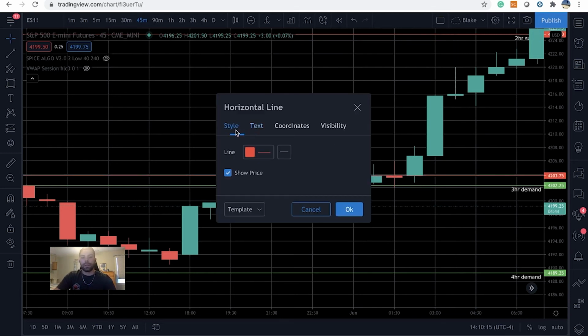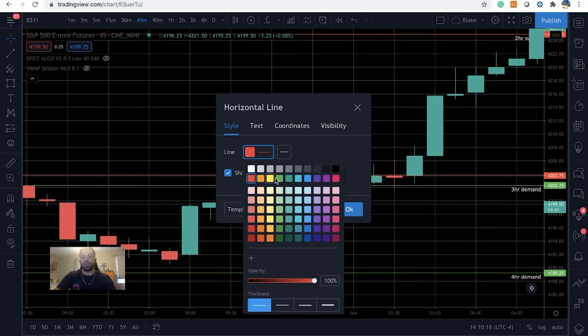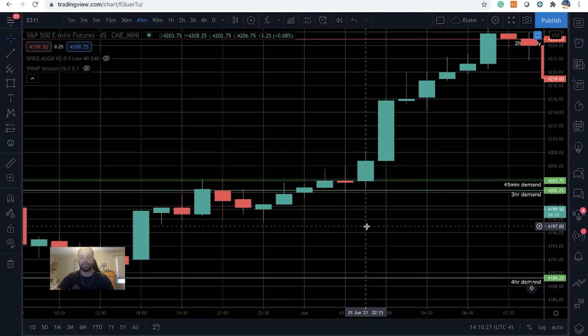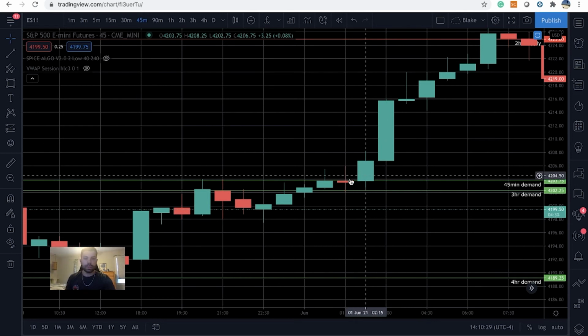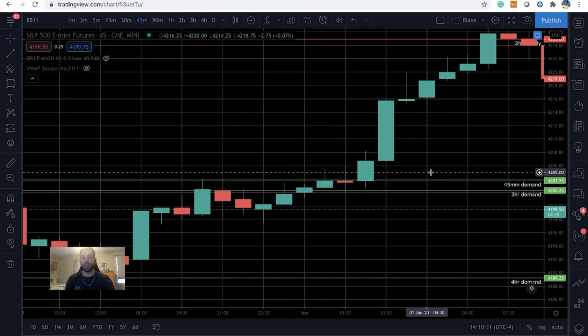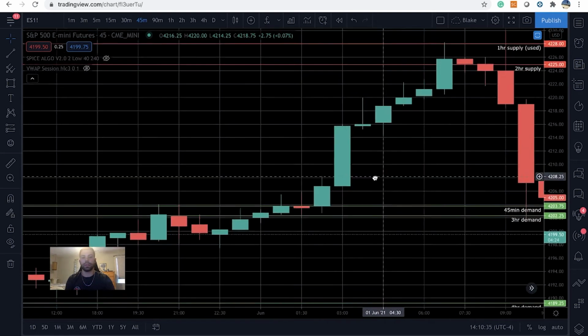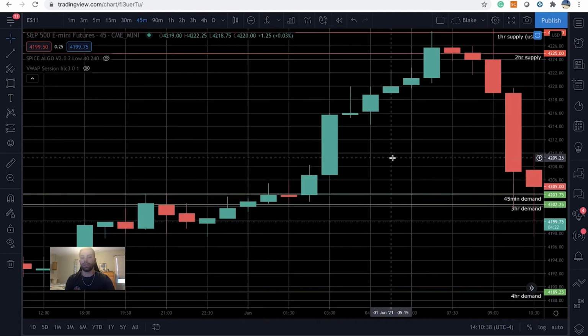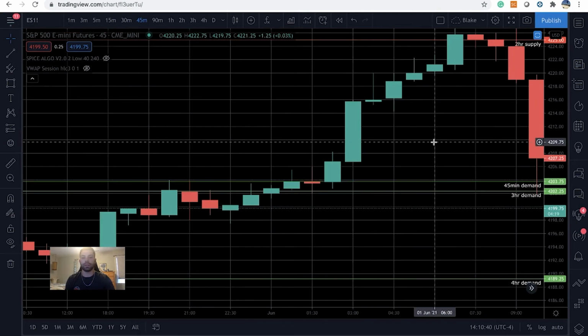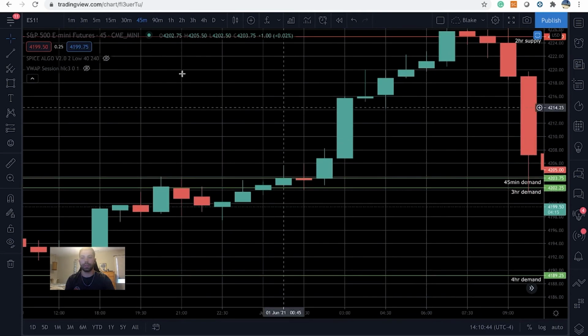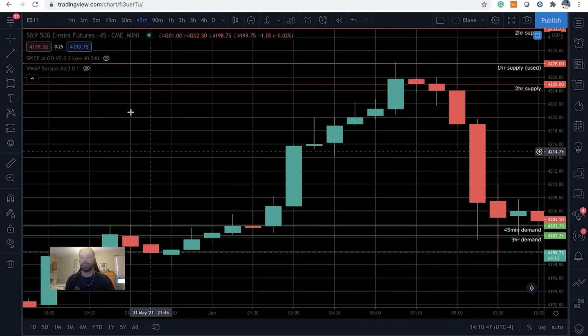Go 45-minute demand. Cool. And one thing also to notice is that the lower the time frame we go, probably the weaker the zone is, right? So not always, but obviously the 4 hour, 2 hour, daily zones are going to be a little stronger than if we're rocking with a 30, 45-minute zone. So that's looking good. Nothing up there in supply.